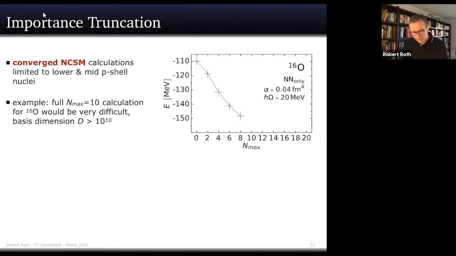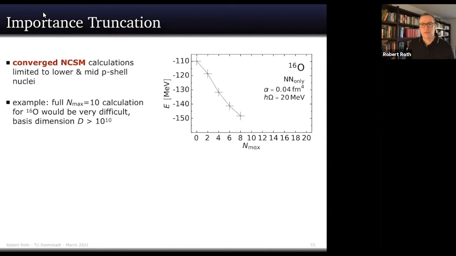So as a bottom line from the discussion that we had so far, the statement is converged NCSM calculations are limited to the lower until mid-p shell, so this carbon-12. If we try the next interesting nucleus, oxygen 16, then you cannot do, and nobody can do, the Nmax 10 calculation anymore. And if you do up to Nmax 8, which I show here, then it's pretty obvious that these calculations are not converged.